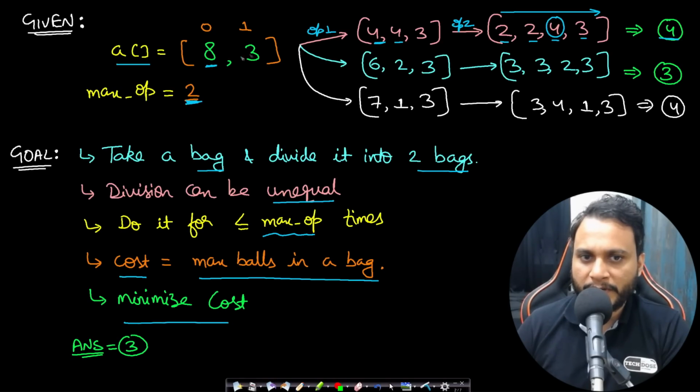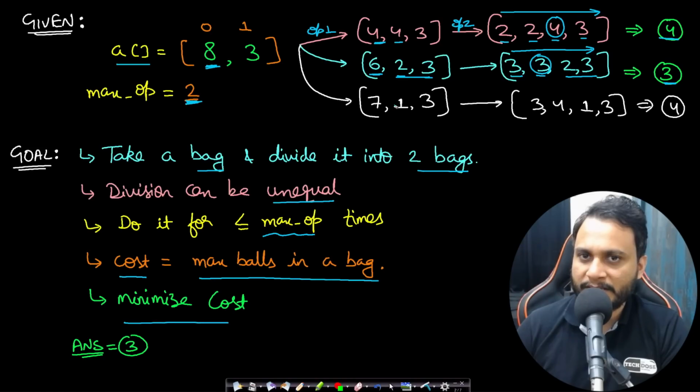We can also divide this 8 into, let's say, 6 and 2, and leave the 3 as it is. And after this we can apply the second operation where I will divide this 6 into two parts, 3 and 3, and the rest, 2 and 3, will remain as they are. Now after having done these two operations, we find the max size of the bag. So it will be 3, and so the answer in this case is 3.